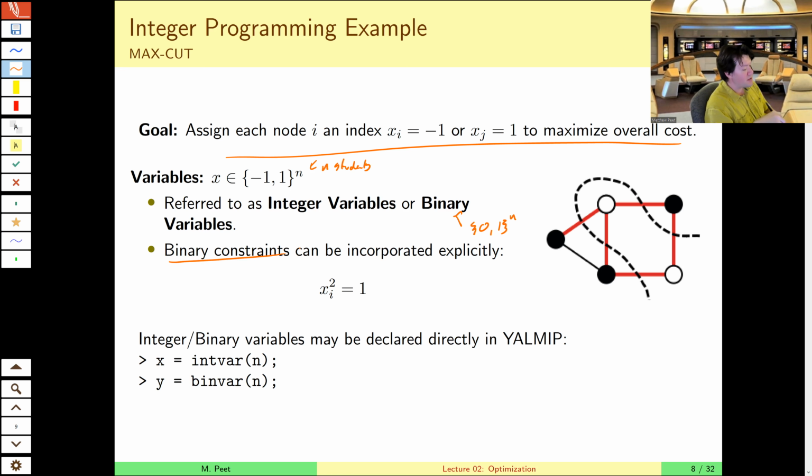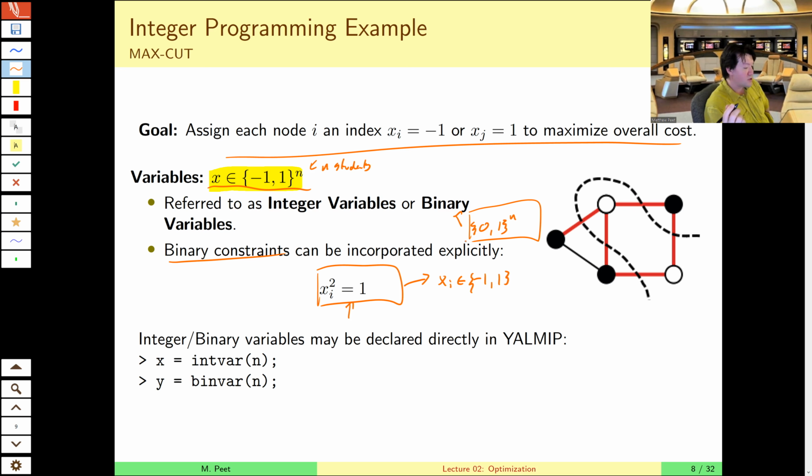These can be incorporated in 2 ways. We can use this formulation directly. Or equivalently, we can add an equality constraint, which just says xi squared equals 1, which has only 2 solutions. That implies xi is either -1 or 1. So we can incorporate it explicitly as a constraint and allow x to be a real number, or we can put it right into the formulation of a binary or integer programming problem.